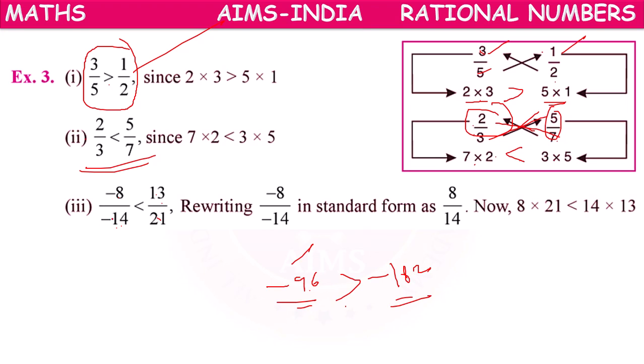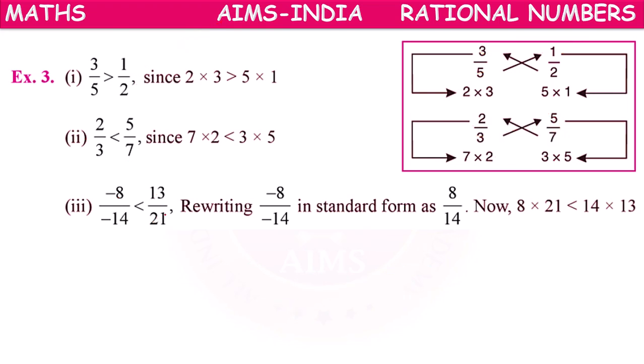So, one minute, children. Sorry, children. First, we have to change it into standard form. Minus minus cancel. We can write it as 8 by 14, one fraction. The next fraction is 3 by 21.